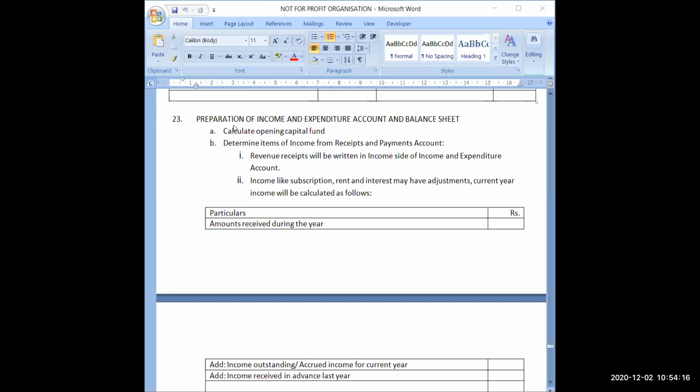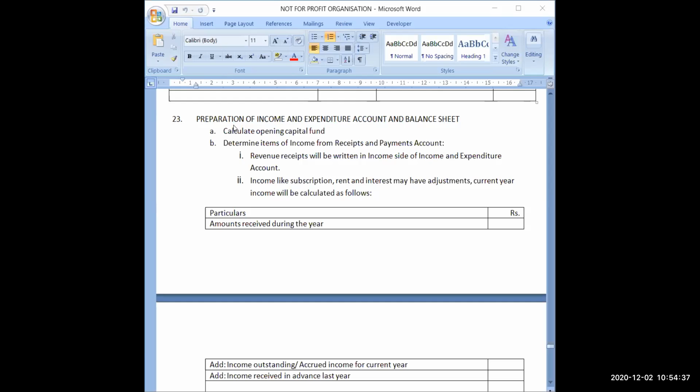Now the rest of the part is simple. Like last year you were preparing the profit and loss account and balance sheet with the help of a trial balance, the same here you will be preparing the income and expenditure account and balance sheet on the basis of the receipt and payment account given in the question along with the additional information.